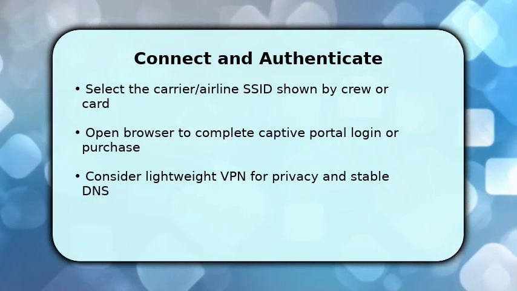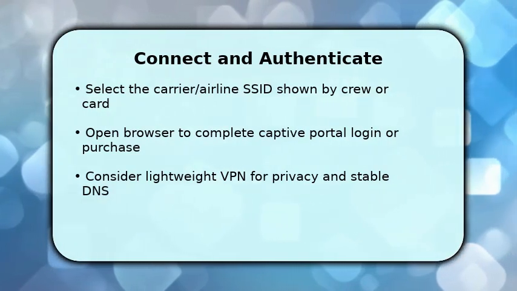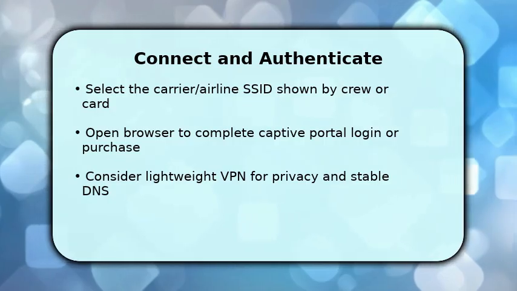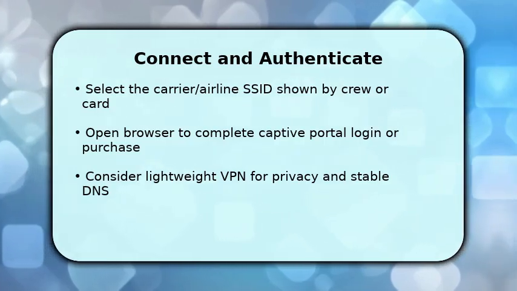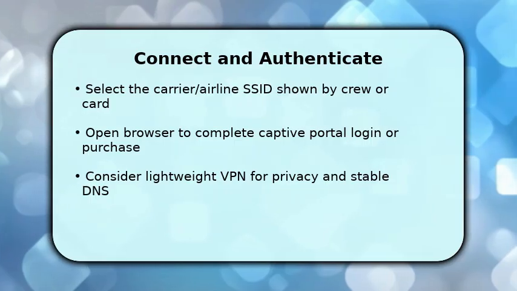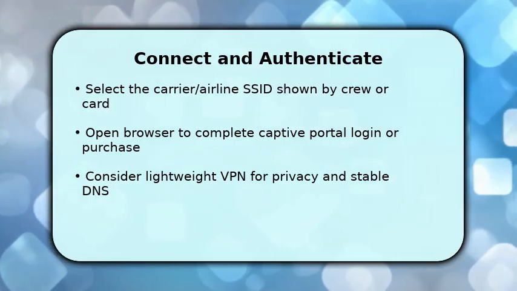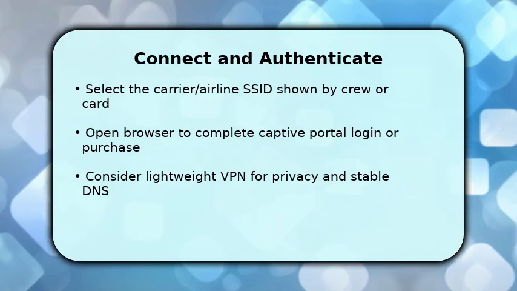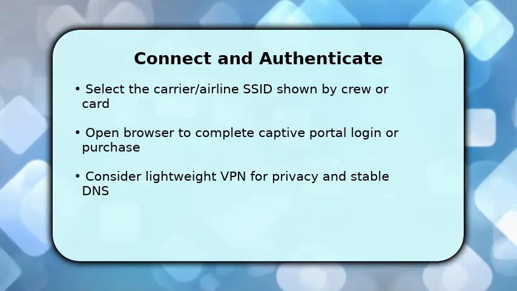Once you see the airline SSID, tap it and then open your browser to trigger the captive portal. You'll follow prompts to accept terms, enter a seat number, redeem a code, or buy a plan. Do that promptly to avoid timeouts. Make sure background apps remain closed so the connection goes to the browser, not to a stalled updater.